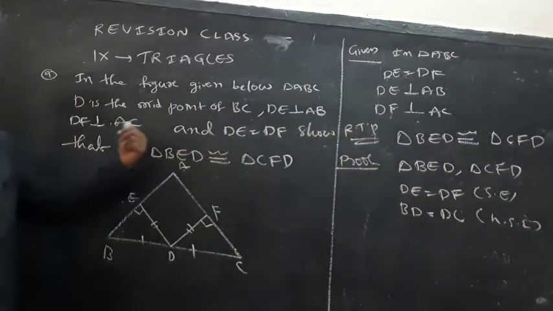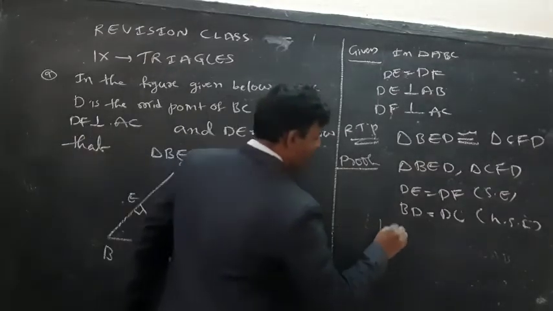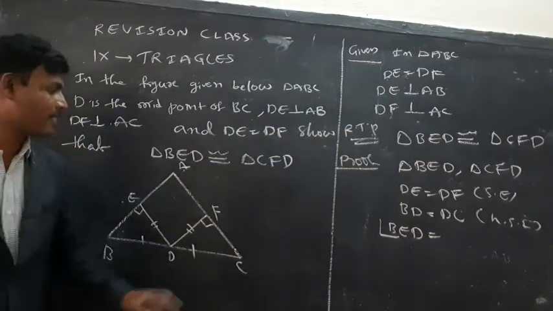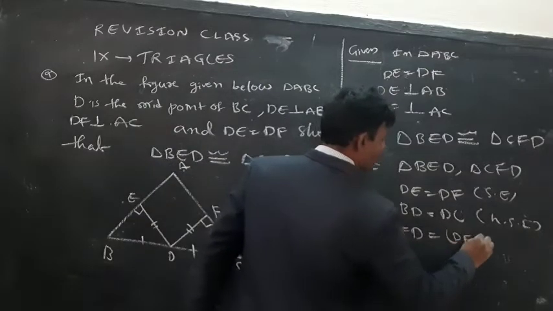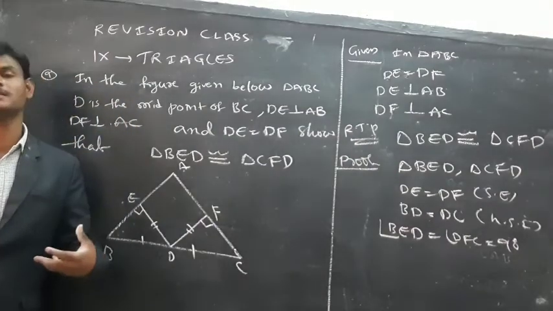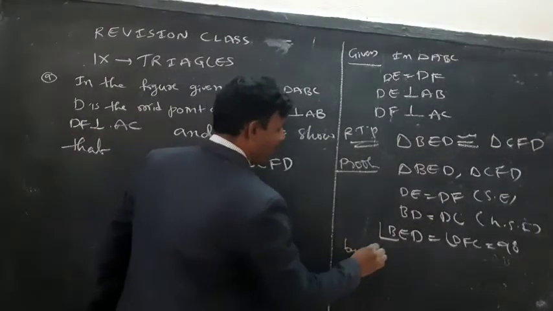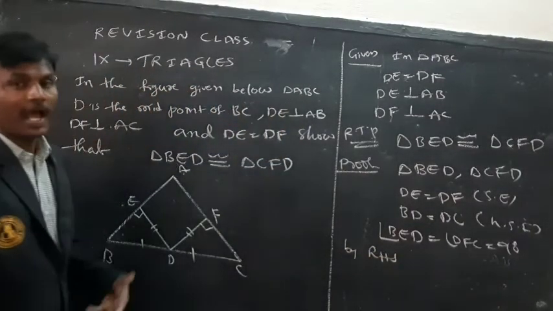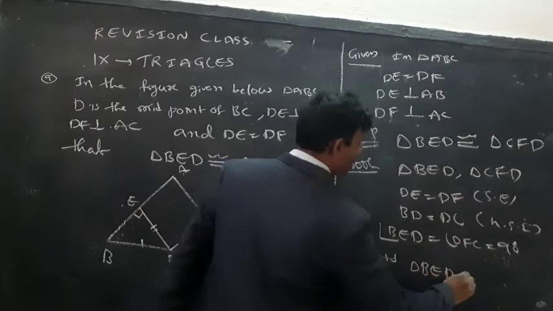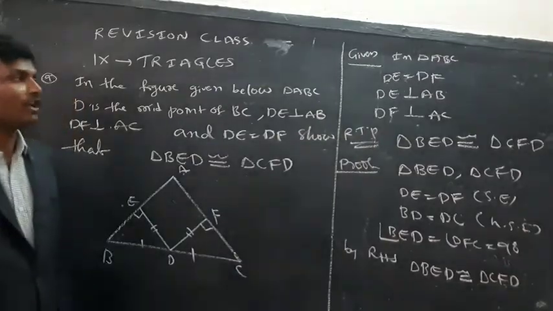So already from the given, one angle is given as equal. Angle BED is equal to angle DFC, which is equal to 90 degrees. So these two are which triangles? Right angle triangles. In right angle triangles, what is the rule? RHS. By RHS rule, right angle, hypotenuse and side, what can we write? Triangle BED is congruent to triangle CFD.